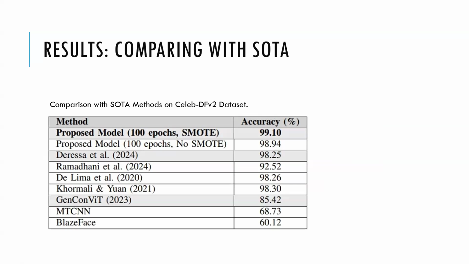Comparing with the state of the art, our model reaches 99.10%, and even without SMOTE, 98.94% accuracy, while we are not using a complex and expensive transformer network. The other algorithms using transformer networks from 2024 reached lower scores, which shows that our algorithm is less computationally expensive and reached higher accuracy.